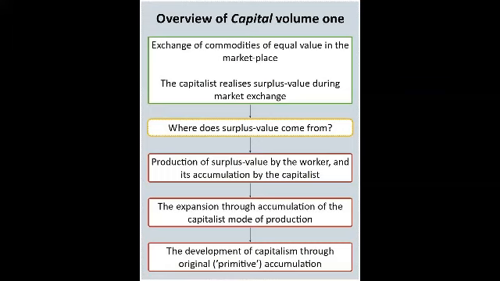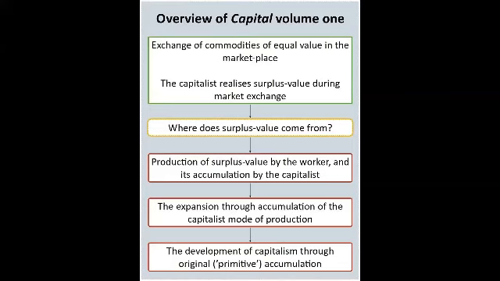The difference between the money originally spent by the capitalist and the money the capitalist realizes when she or he sells the commodities, Marx calls surplus value. Where does this surplus value come from? Marx devotes the majority of Volume 1 to this question.